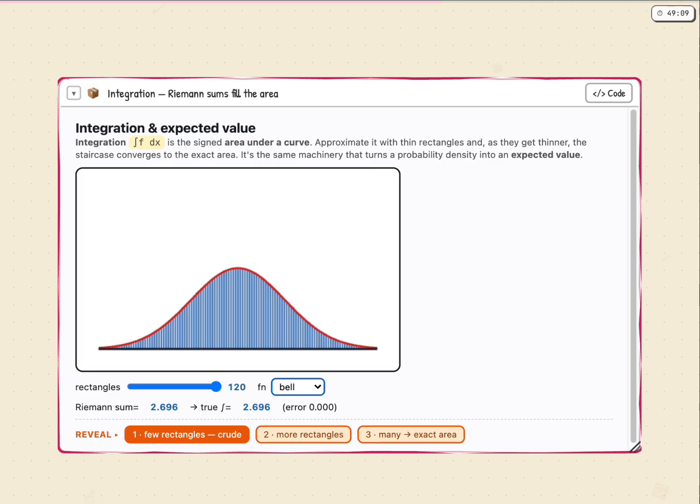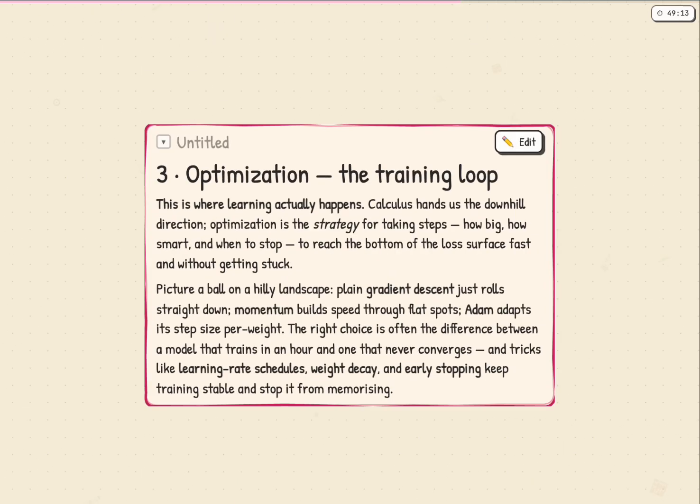But first, optimization. So far we have the data in linear algebra and the learning signal in calculus. Optimization is where they come together into the actual training loop. Here's the whole idea in one sentence. Training a model means defining a number that measures how wrong it is, the loss, and then relentlessly adjusting the model's parameters to make that number as small as possible. An optimizer is the algorithm that decides how to take each step downhill.